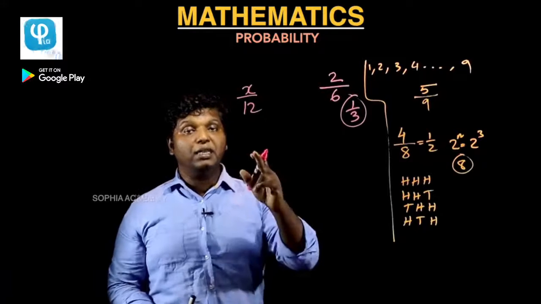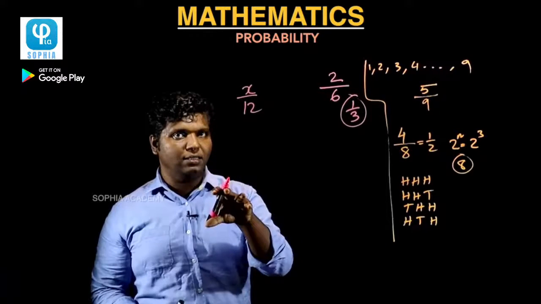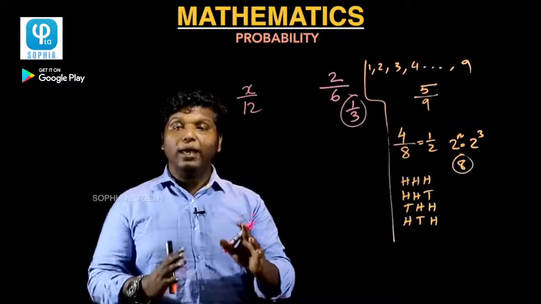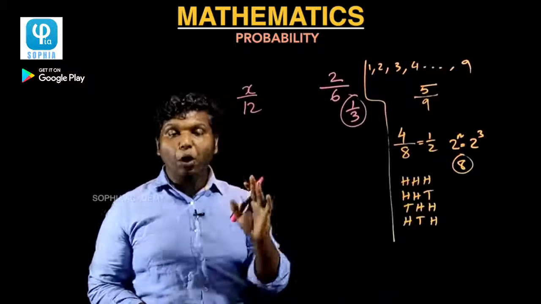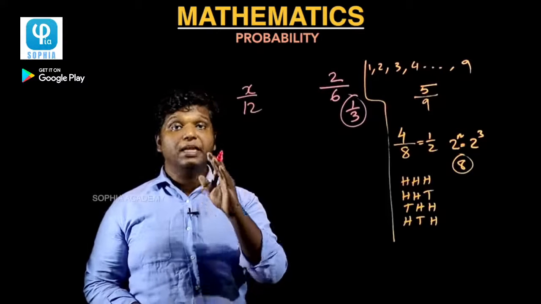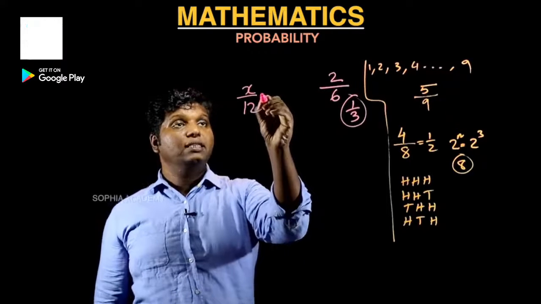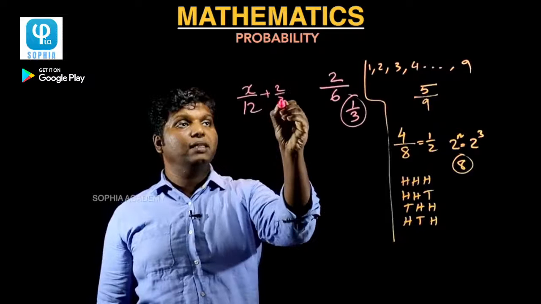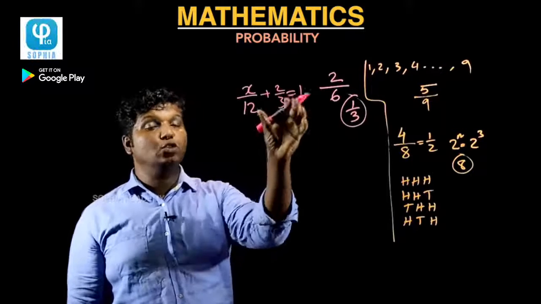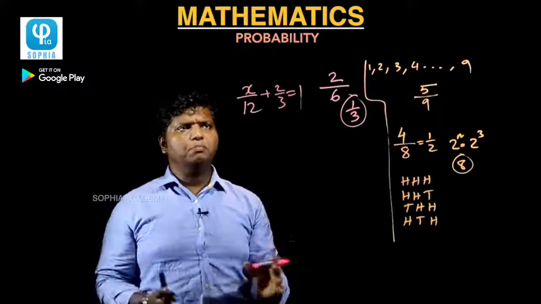So here it is mentioned that if a question is being asked, the probability of guessing the correct answer is x by 12, whereas the probability of not guessing the correct answer is 2 by 3. So we can say x by 12 plus 2 by 3 should be equal to 1. So let us write it like this.